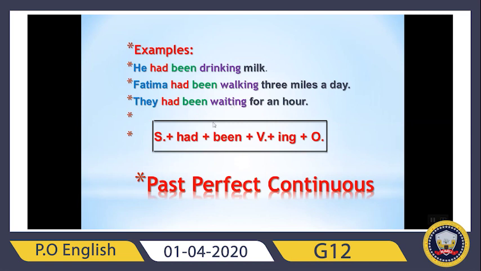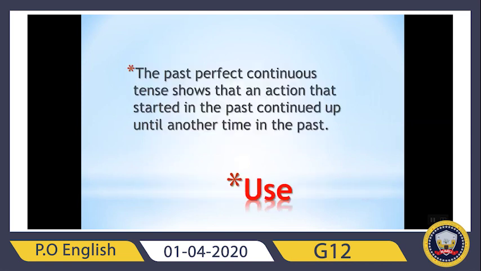Okay, we talked about past perfect, we are talking about past perfect continuous. So the rule is subject, then had, then been, don't forget been, then verb, then ing, then object if we can find. Now, the past perfect continuous tense shows that an action that started in the past continued up until another time in the past. So, we have two actions.